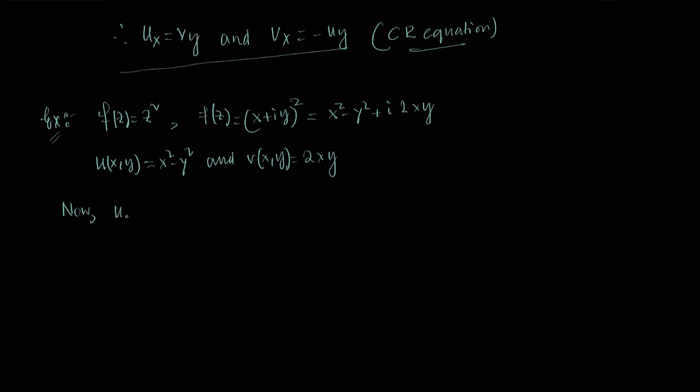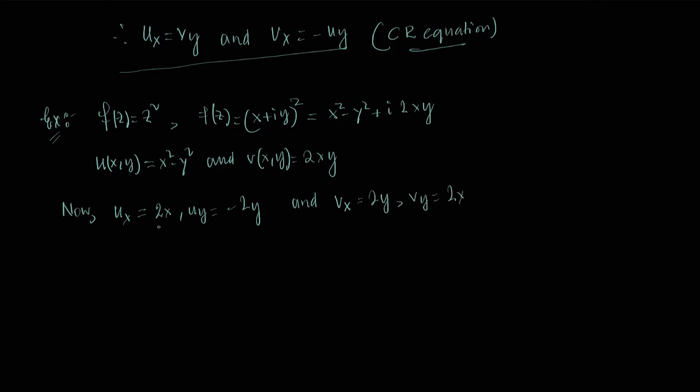Let's just check. So what is u_x? This is a function from R2 to R2, so we can already do our ordinary partial derivative. So u_x is nothing but 2x. What is u_y? It is nothing but minus 2y. And what is v_x? v_x is nothing but 2y. What is v_y? It is nothing but 2 times x.